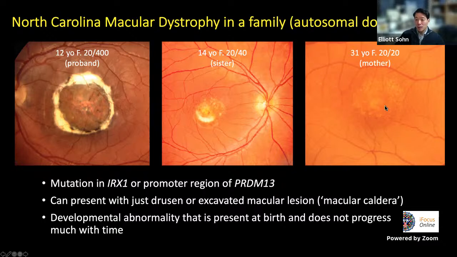The 31-year-old mother basically just looks like she has drusen. You could say these might be some kind of deep atrophic changes, maybe even vitelliform type of change in the superior part of the macula, but these just look like drusen. And they kind of look like that on the OCT as well. So this is a developmental abnormality, so it's really present at birth, and does not tend to progress over time.